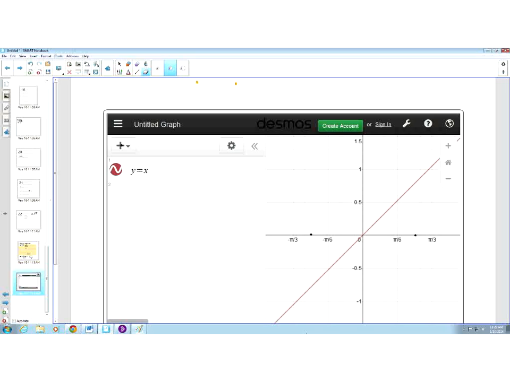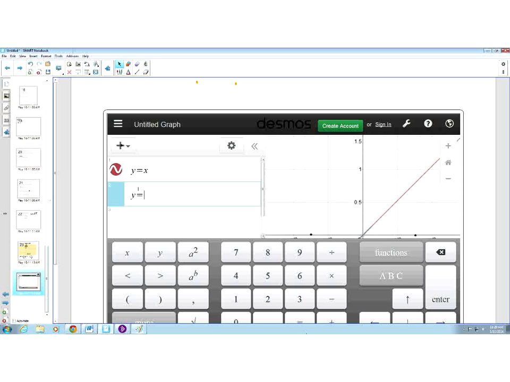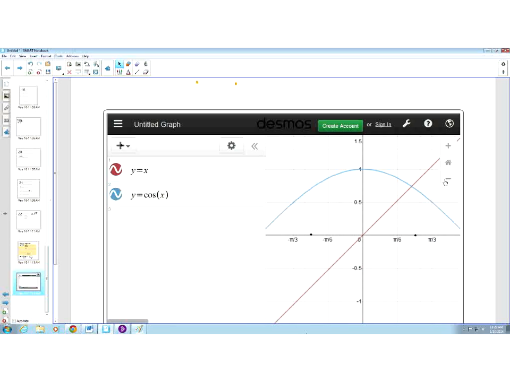And let's say y is equal to cosine x. Okay, so that's shown in blue. Zoom out a bit, get the feel for it. And again, as you can see from the blue graph, it is not one-to-one.